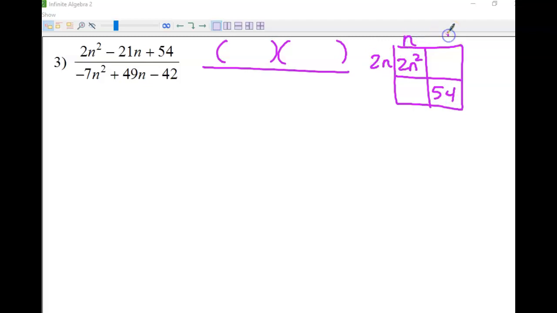Hopefully it's 9 and 6. Let's try that. 12 and 9 do make negative 21 if they're both negative. So we have 2n minus 9 and n minus 6. I'm going to do the same thing on the bottom, but before I begin, I see that this one does have a GCF. I can take out a negative 7.